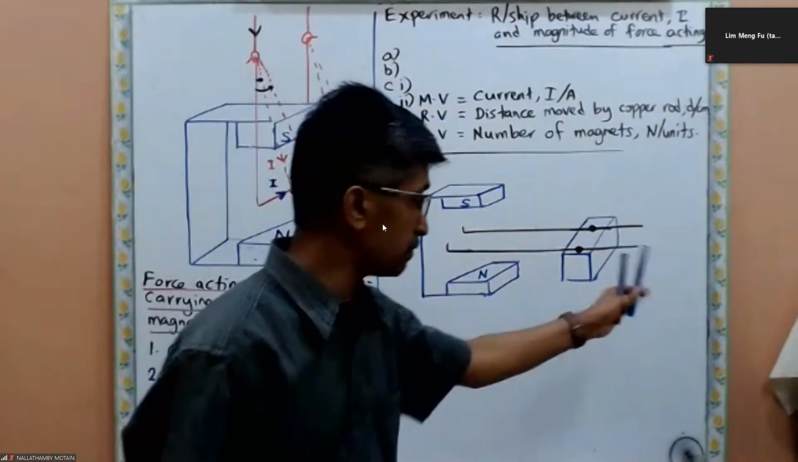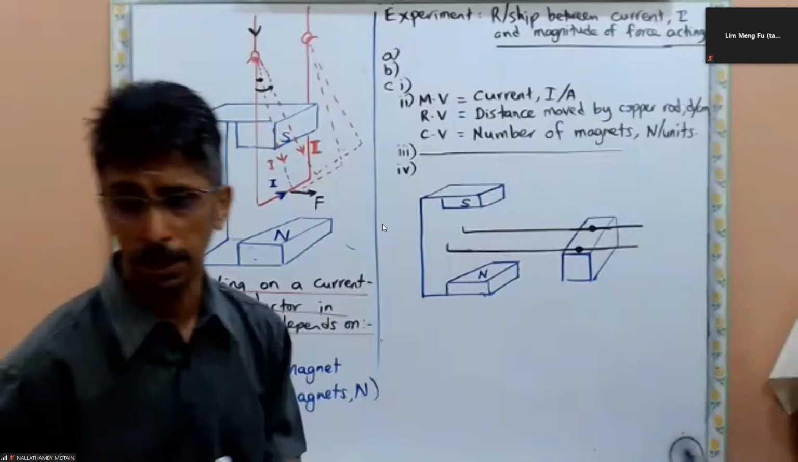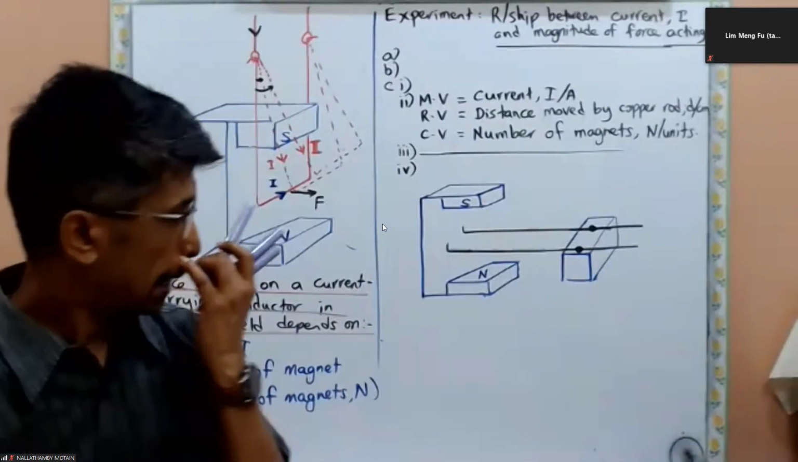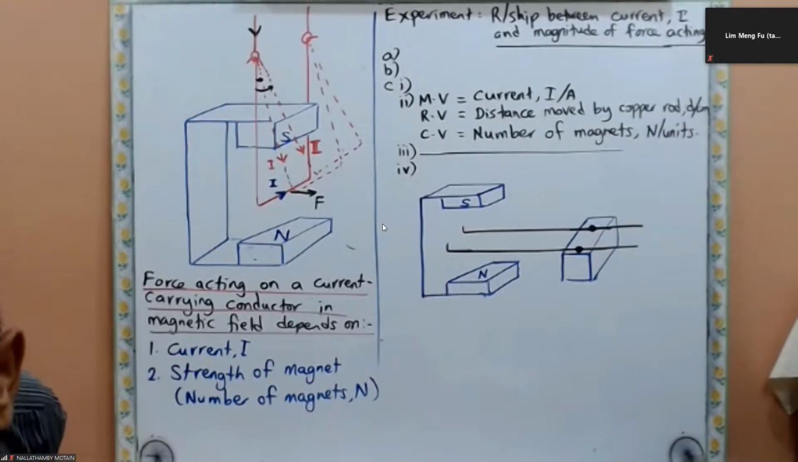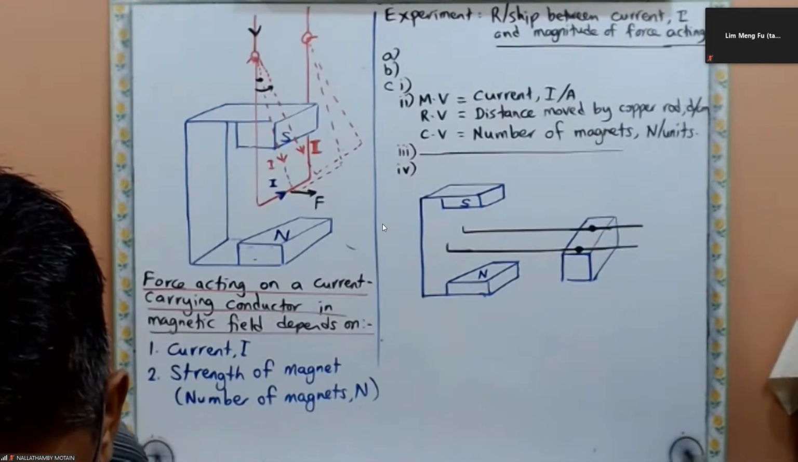On the right hand side, now we are going to connect to the rheostat, battery, and ammeter. The important ones are the rheostat, battery, and ammeter.